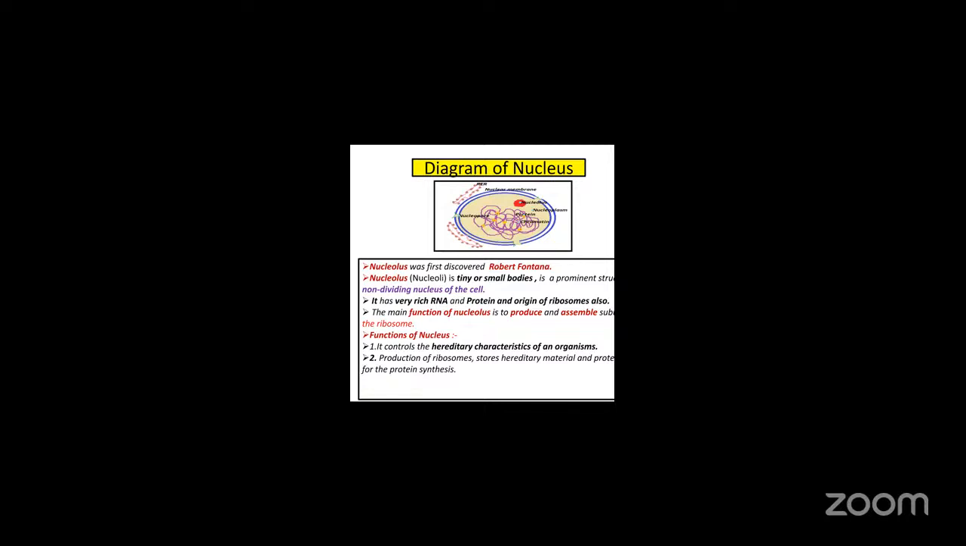So we can say that actually the nucleoplasm contains RNA, proteins, as well as the ribosomes. The main function of the nucleolus is to produce and assemble the subunits which form the ribosome. Two subunits we know, one is 60S and the other one is 40S. So the main function of this nucleolus is to produce and also to assemble the subunits to form the ribosome.